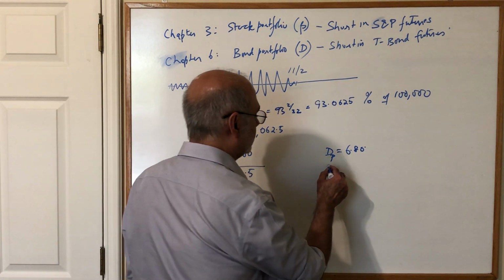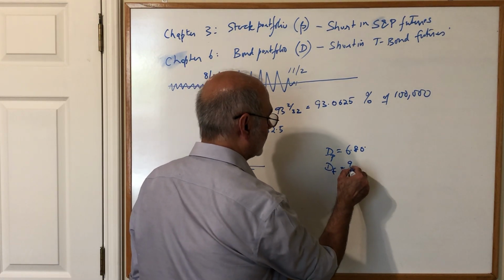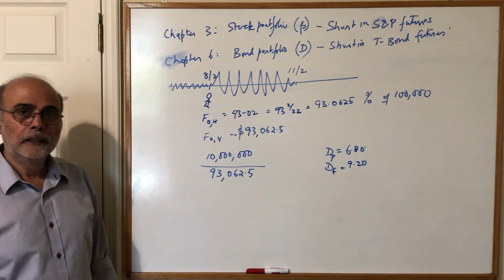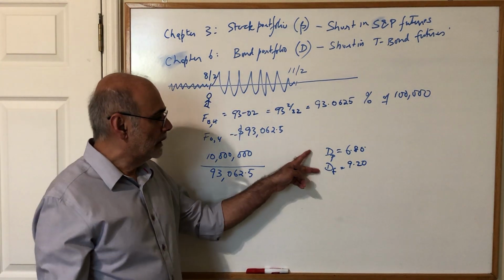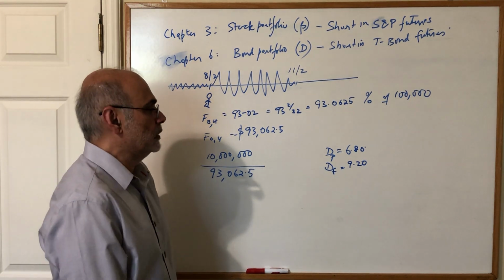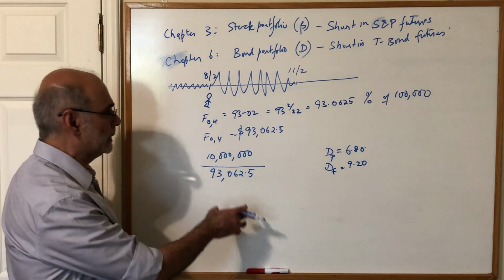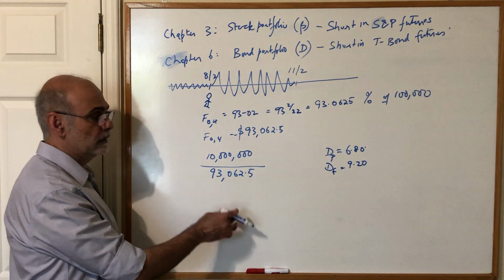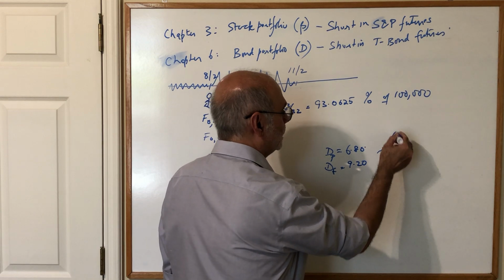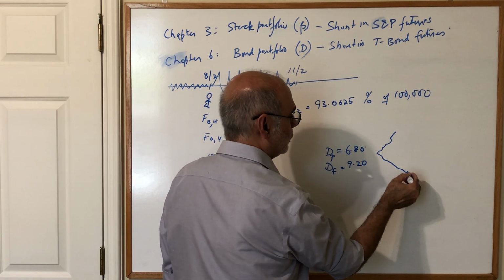Is 9 points. So the duration on the futures contract is 9.2. Okay, so what we have is a bit of a mismatch in the duration. So let's see what the implication of that mismatch is. Suppose I went with the identical hedge, right? And let's look at two scenarios. Interest rates go up or interest rates go down.